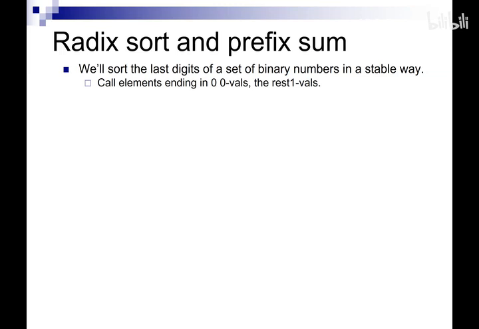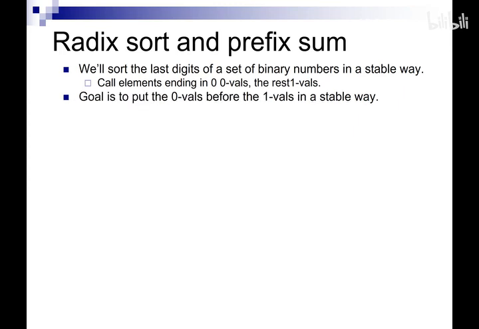Since they're binary numbers, and we're focusing on the last digit, the last digit is either going to be a 0 or a 1. We're going to call the values which end with 0 the 0 values, and the other values, which end with 1, we'll call the 1 values.